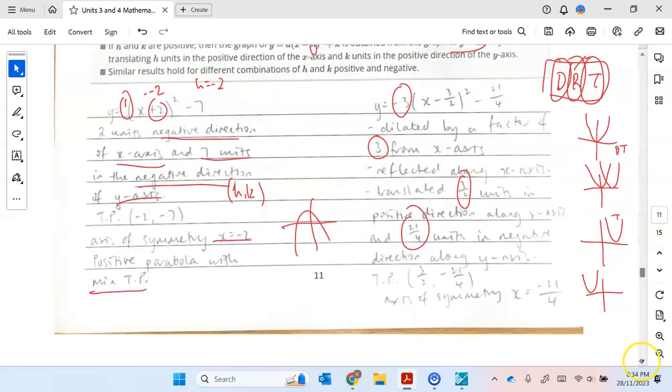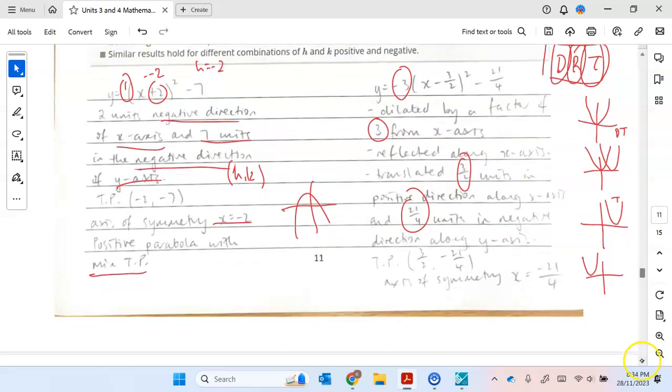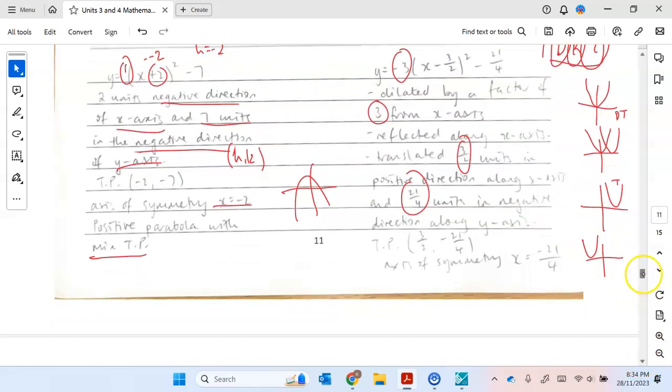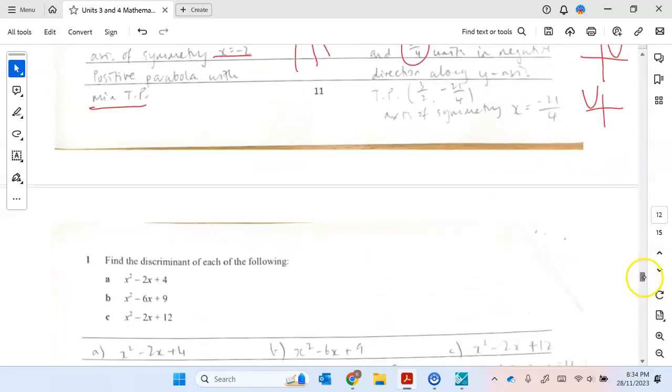I just want to get to some harder questions, so sorry for being quick. Come on, I'm going to scroll. Did I go too quickly?